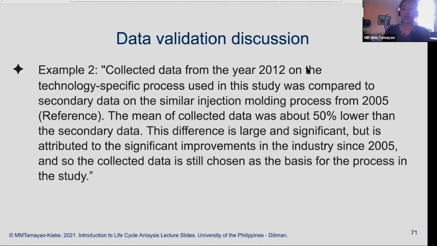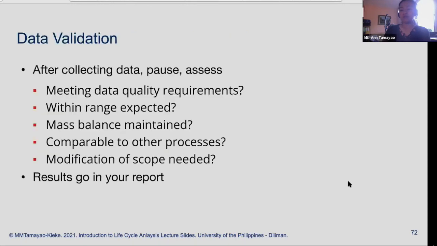Or it could go something like this: collected data, and so on, was compared to secondary data on the similar injection molding process from 2005, reference. The mean of collected data was about 50% lower than the secondary data. This difference is large and significant, but is attributed to the significant improvements in this industry since 2005, and so the collected data is still chosen as the basis for the process in the study. So you explain why there could be a significant difference and whether or not you accept the data.